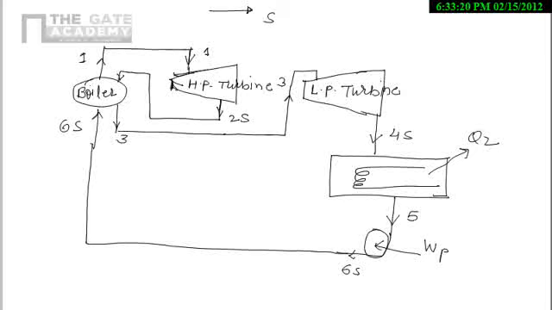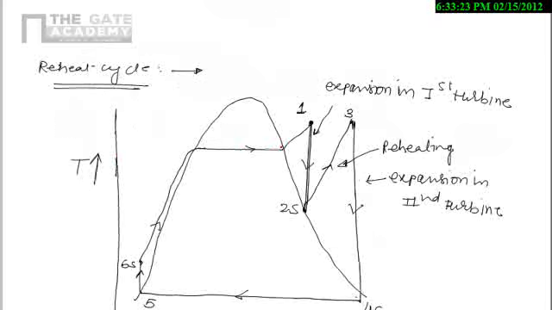So now if you see this TS diagram here, let's talk about work done. Here work done will be H1 minus H2s, H3 minus H4s. That is the turbine work. In that case, the net work done will be higher if we compare with the simple Rankine cycle. Why? Because we are getting two turbine works. The pump work will remain the same, but we are getting two turbine works, that is H1 minus H2s and H3 minus H4s.